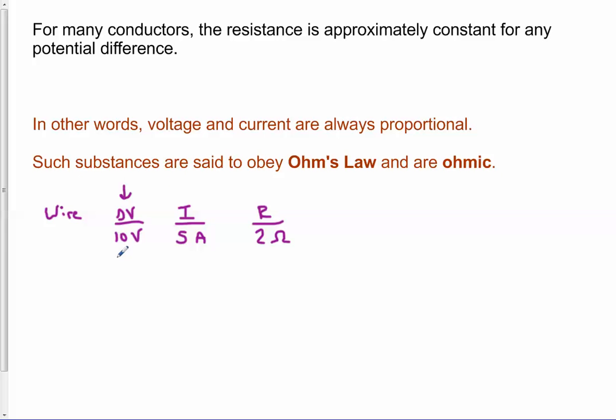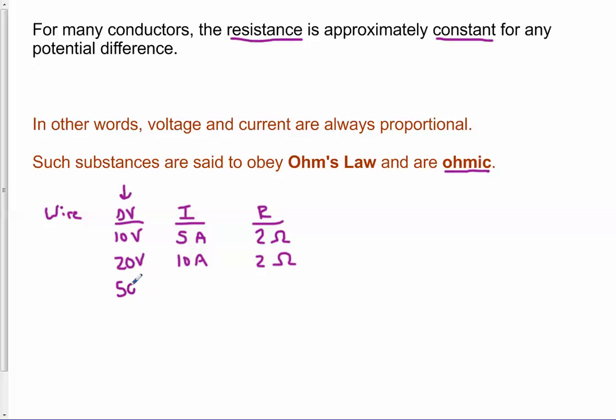So if we double that to say 20 volts, if this wire is made out of an ohmic substance, the R is constant, the resistance is constant, so this will still be 2 ohms. So therefore, the delta V divided by the I still has to be 2, so this would be 10 amps. In other words, when we doubled the voltage, we doubled the current.